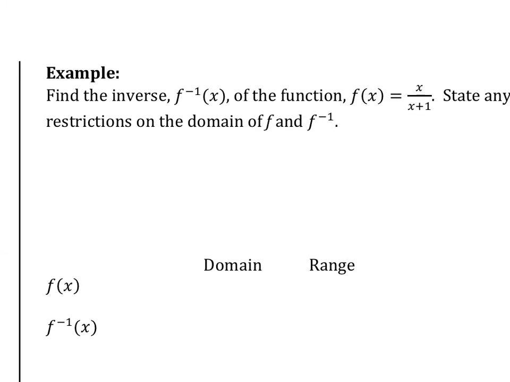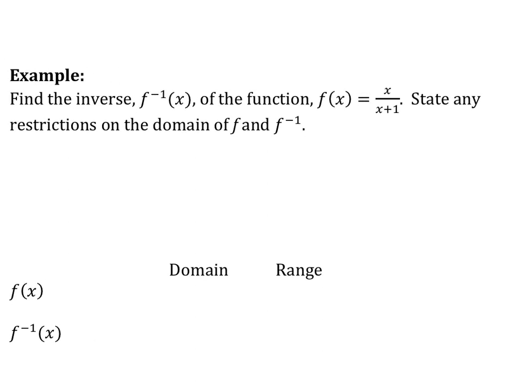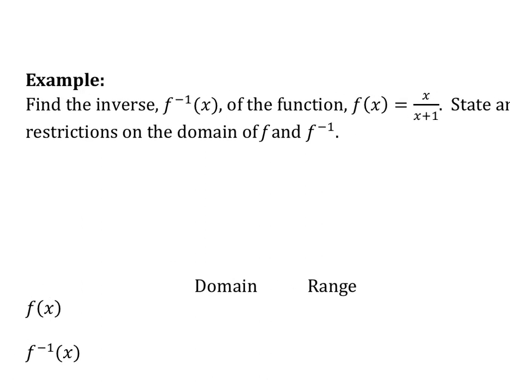So let's look at one example. If you have a function f of x equals x over x plus 1, and you need to find the inverse, whether that's a function or not, we'll talk about that. What you want to do is first switch x and y. So you know that f of x just means y. So what you want to do is just switch x and y. So x is equal to y over y plus 1.